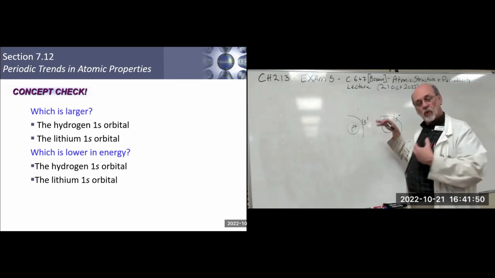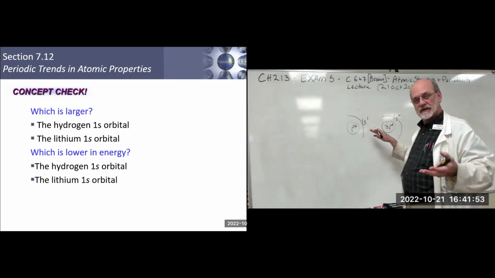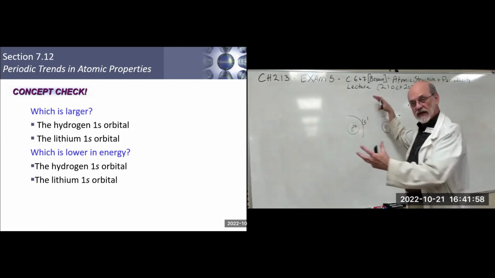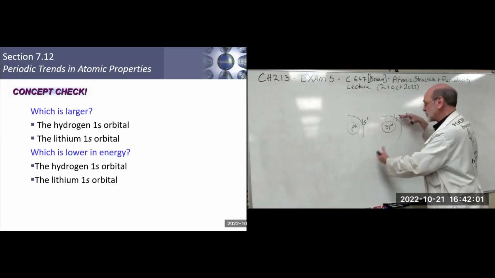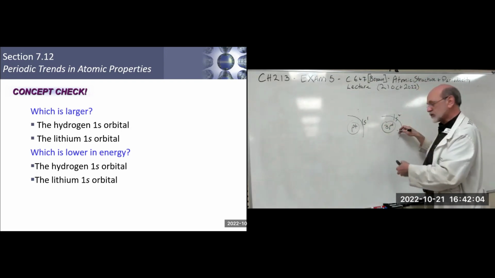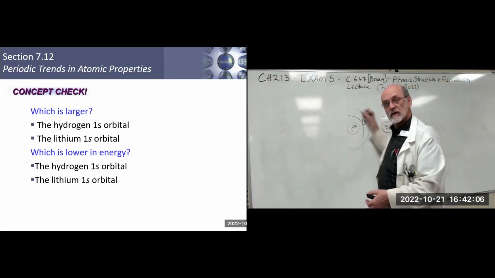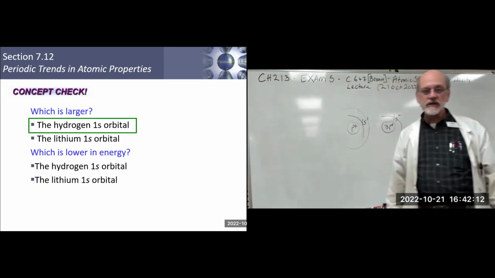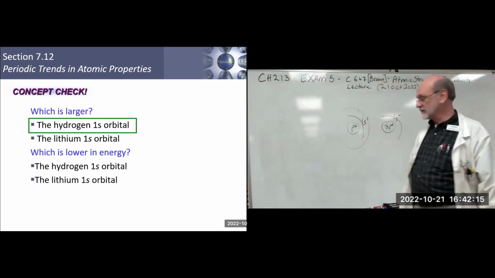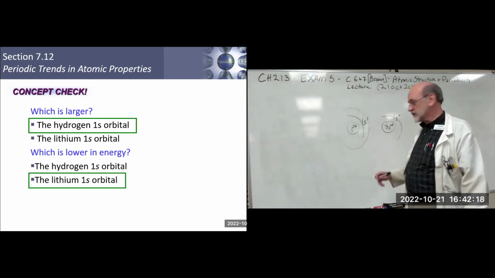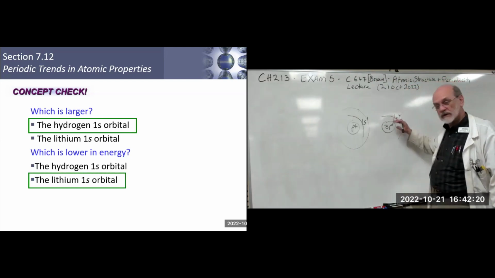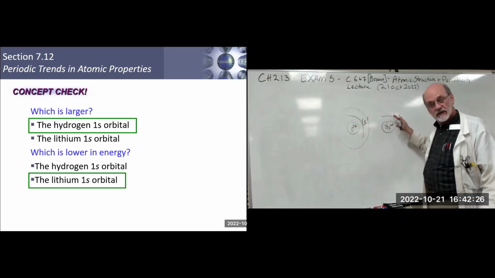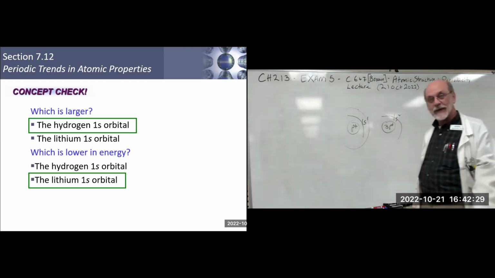What's the size? Remember, 1 represents the size and the energy. But the difference is this one has one proton pulling on whatever's in that orbital. This one has three protons pulling on those two electrons. This one's going to shrink more. This one has the bigger 1s orbital, right? The hydrogen, which is higher in energy, because it's further out. This one's smaller, closer in, it's lower energy. Okay?